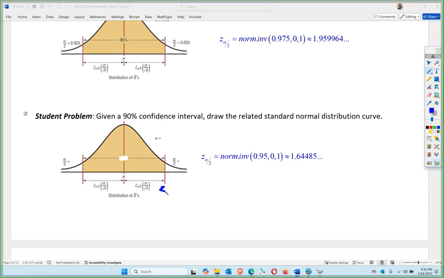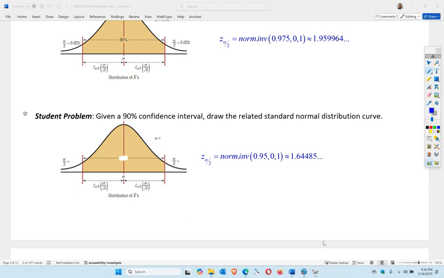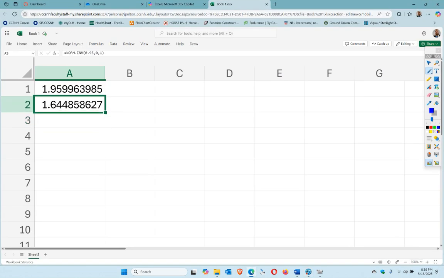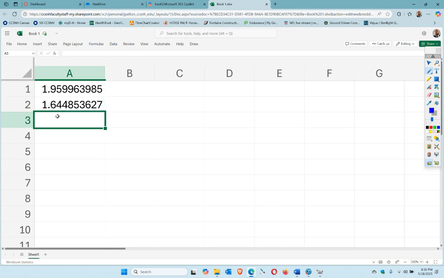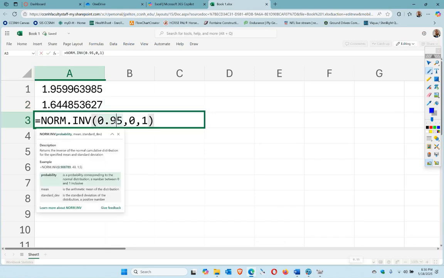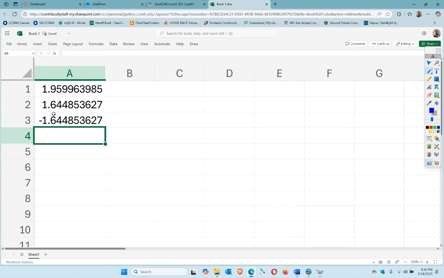There's the upper one, and then there's the lower one, right? Because you have z alpha divided by 2. There's 2 of them. Like, well, how do you get the other one? Well, we know this is 5%, correct? Okay, so from here to here is 5. So if I actually wanted to do that one, I could copy this and change this to 5%, right? And I get the negative z value.